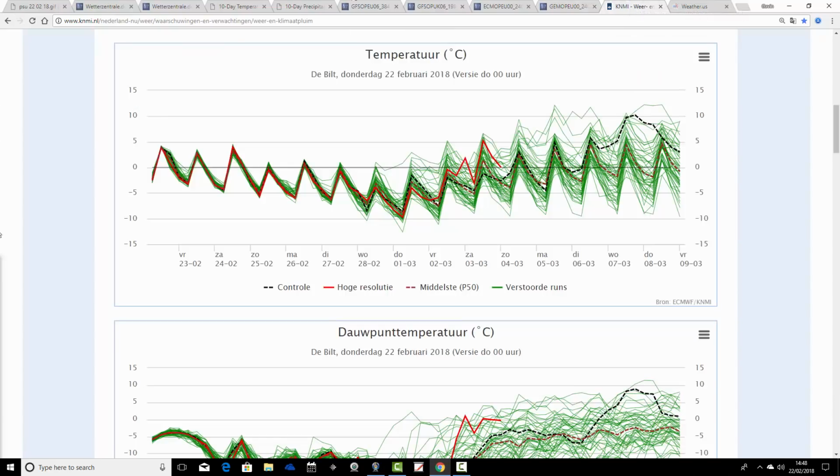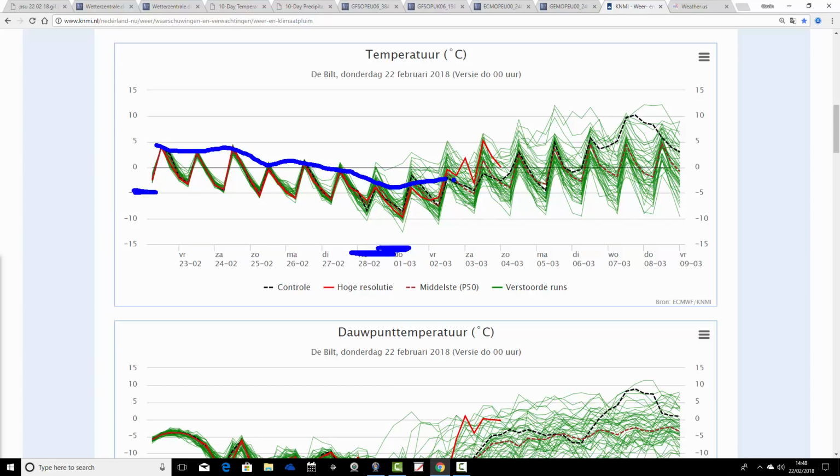These are the ECMWF ensembles for De Bilt. They're heading into the freezer. This is where we're starting off right now, but look what happens into the weekend and then through into next week. The temperatures are declining. That's minus 5 there. So by the middle of next week, the maximum temperature in De Bilt in Holland is not getting all that much above minus 5.